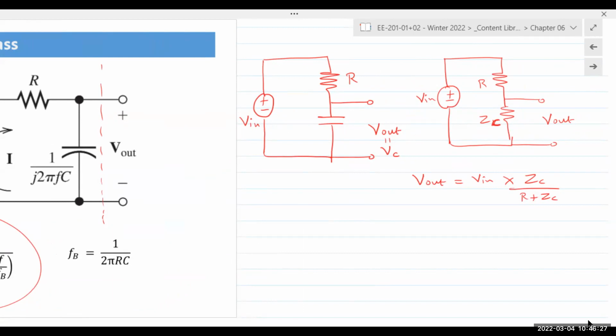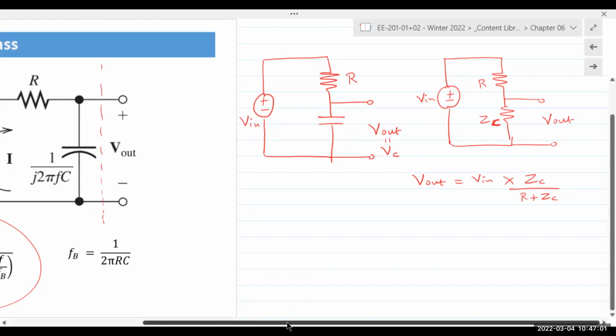So ZC is there, right? It's a function of frequency. Function of frequency meaning if the capacitor is seeing the incoming frequency, if the frequency is high, the impedance of the capacitor is going to be low. If the frequency is low, impedance is going to be high. And that's how it's going to function as a low pass. So I'll talk about that, but let's talk about the equation first.